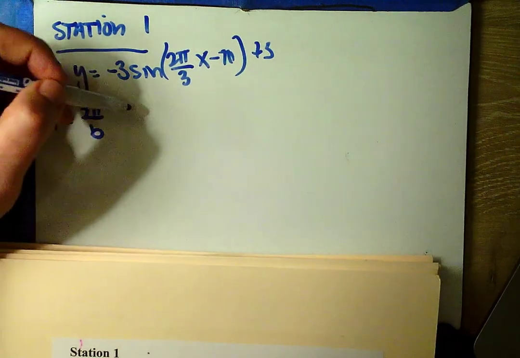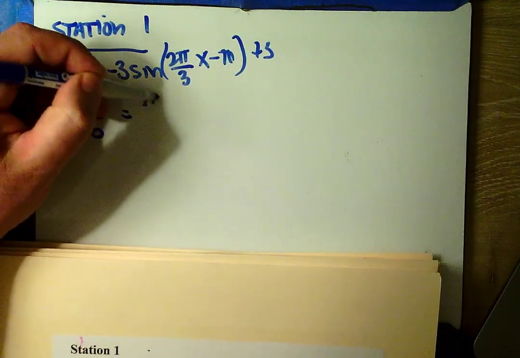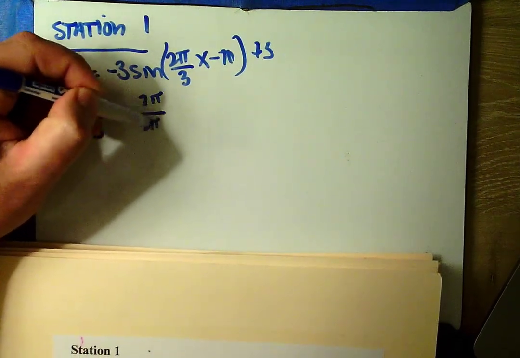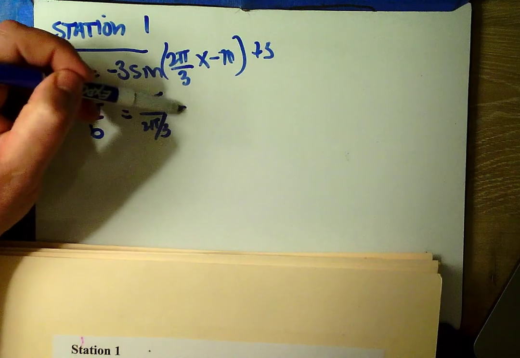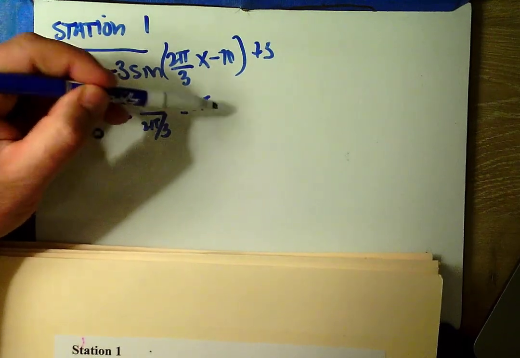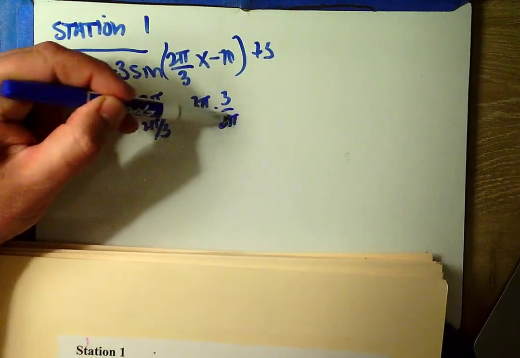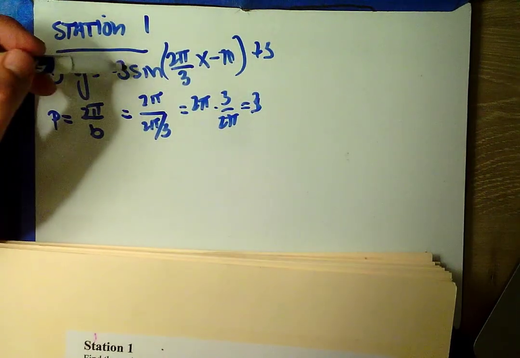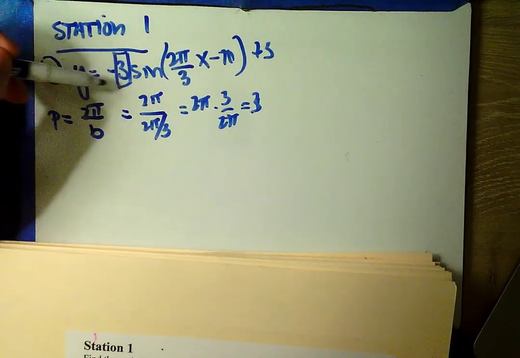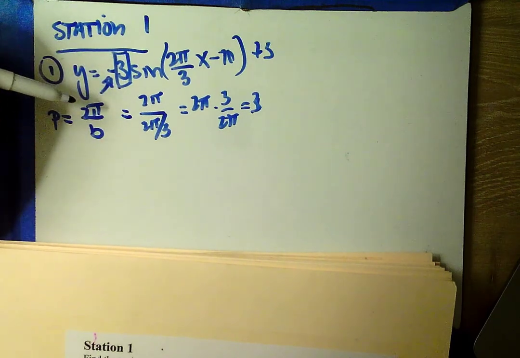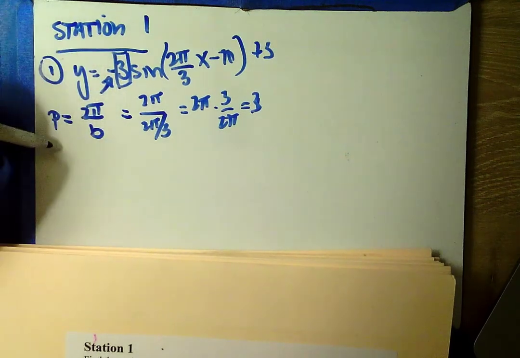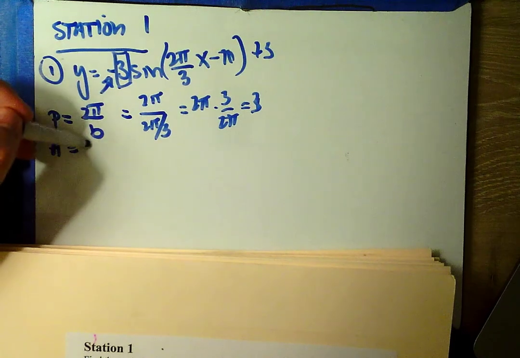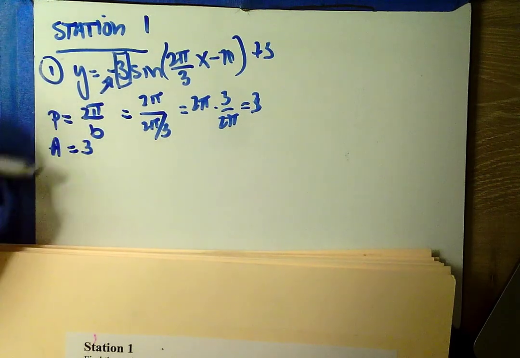Okay, so we're going to do 2 pi divided by 2 pi over 3. And then we're going to flip and multiply, 3 over 2 pi. And I'm going to get that the period is equal to 3. The amplitude is this number, not the negative. Amplitude is always positive. So my amplitude is 3.